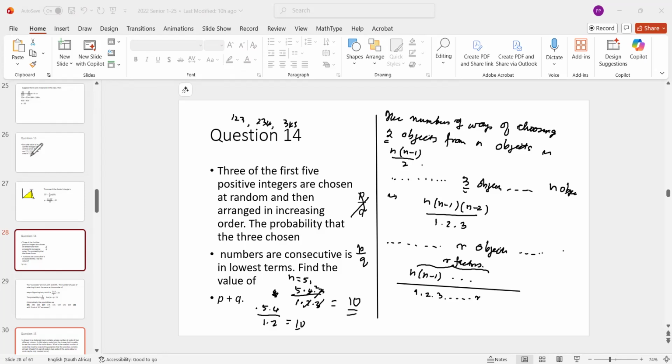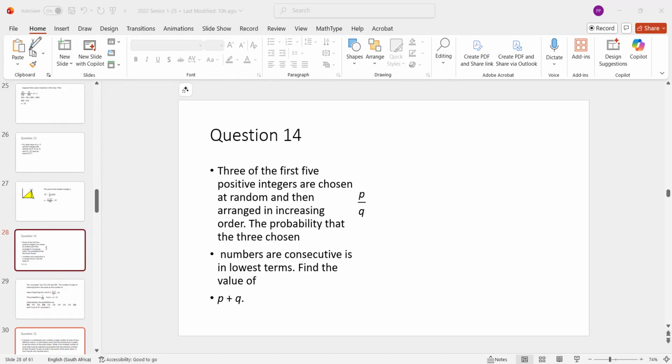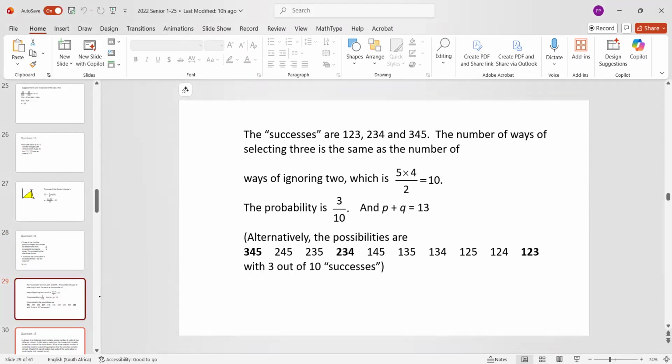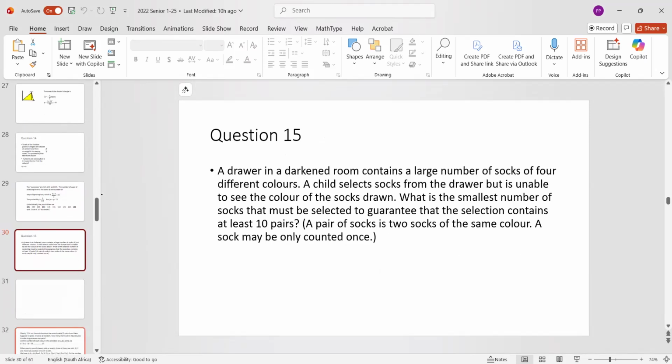Okay, let's just make sure that our answer is 13. Or you can see P plus Q is 13. And okay, I've explained this. Again, I got 5 times 4 over 2 and so on. So I do use that formula, which I just mentioned. Okay, let's get on to the next question, which is question 15.